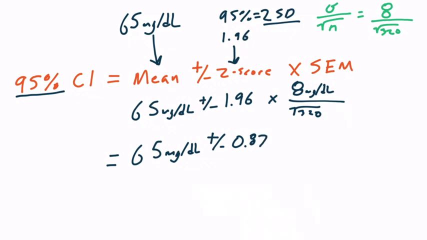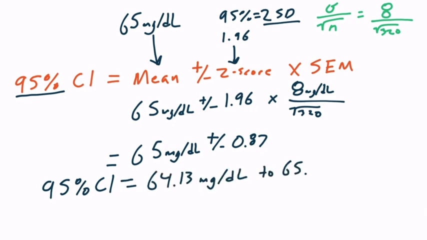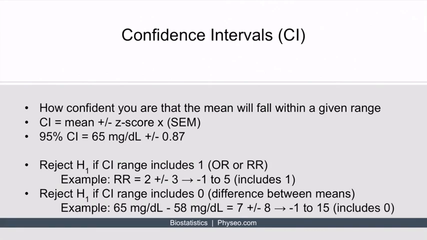This means that our 95% confidence interval is equal to 64.13 milligrams per deciliter to 65.87 milligrams per deciliter. So let's revisit this slide where we introduced confidence intervals. For simplicity, I wrote the summary of what we gained from our previous example right here. 95% confidence interval equals 65 plus or minus 0.87.